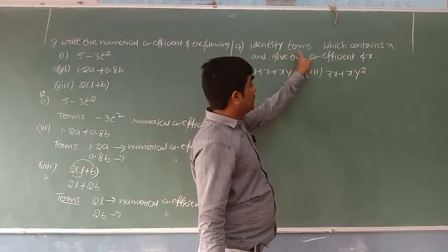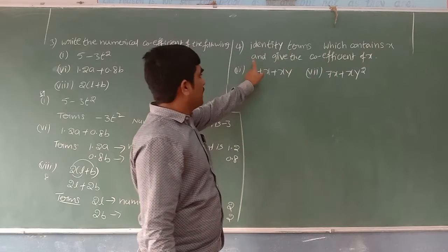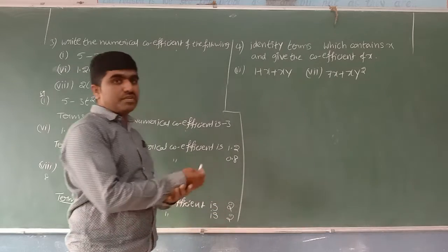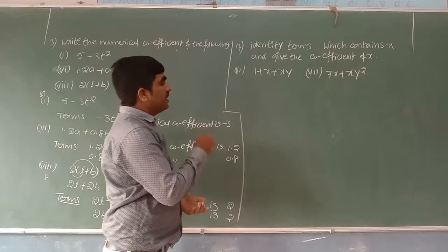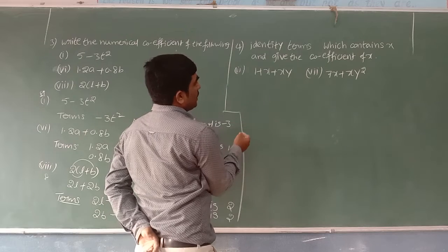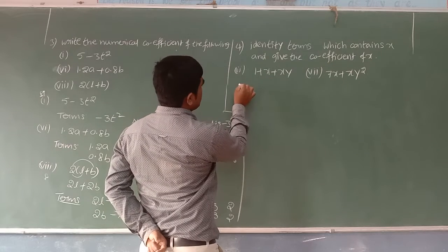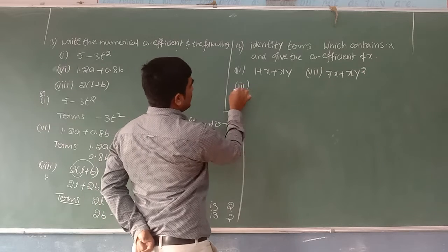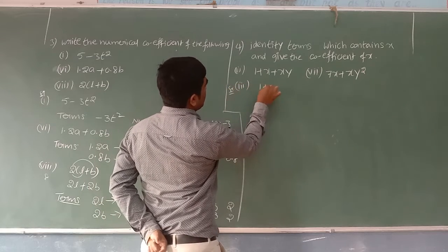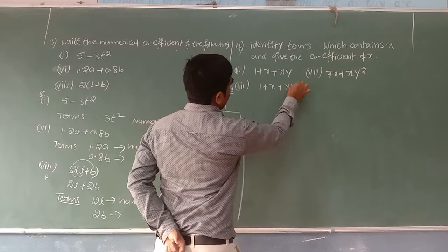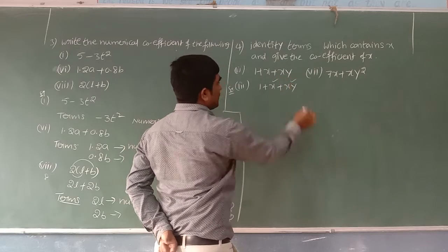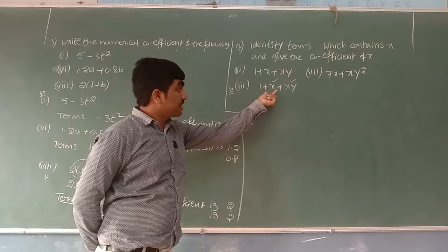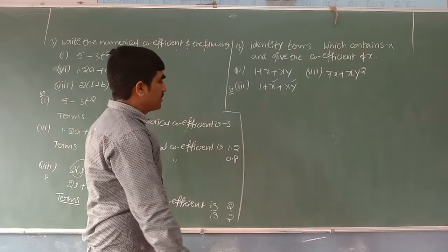Now let's see the next one, beta. Fourth one: identify the terms which contain x and give the coefficient of x. We need to identify the terms which are containing x and then we need to write its coefficient. In this, let me see the third one now. Third one solution: 1 plus xy. You can see here only these two terms are containing x. There is no x in the first term. Only the second term and third term are containing x.